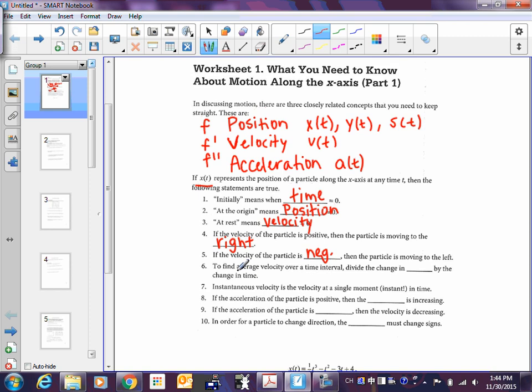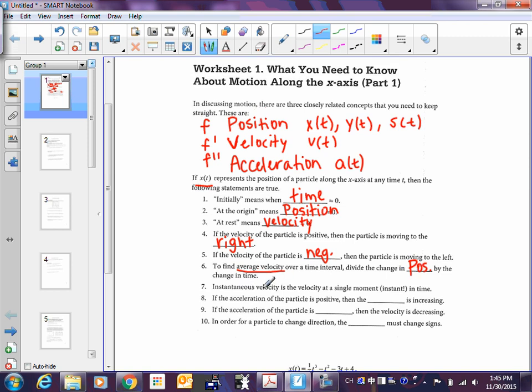Okay, so I kind of already hinted at this, but we do have average velocity. This is like average rate of change, AROC. Okay, to find average velocity over a time interval, divide the change in position by the change in time. Okay, so notice that I'm not actually averaging anything. I'm just doing how far did the particle travel divided by how long did it take for that particle to travel. And that's average velocity. That's something you've already been doing in classes before this one.